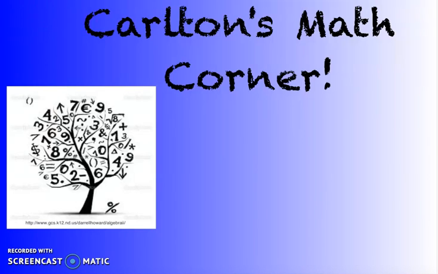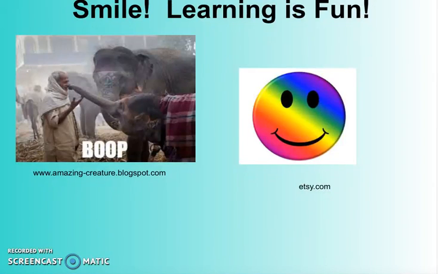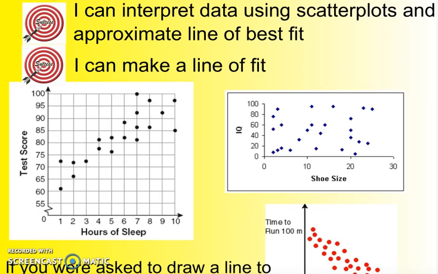Today we're going to continue our study on scatterplots. At this time, please make sure that you have your math journal, vocab packet, as well as something to write with. Our target today is: I can interpret data using scatterplots and approximate a line of best fit. I can make a line of fit.